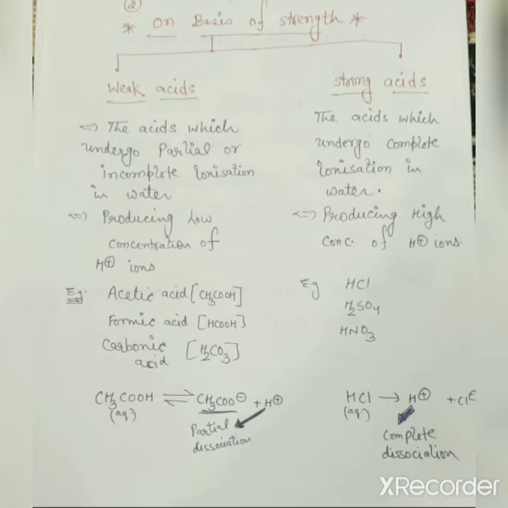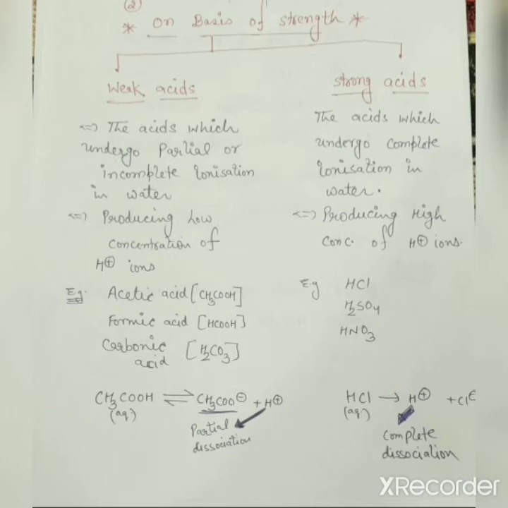You see the example HCl, where AQ means aqueous solution. It means HCl in water. It will dissociate into H plus hydrogen ions plus Cl minus chloride ions. But that dissociation is 100%. In opposite, you see weak acids, the acids which undergo partial or incomplete ionization in water. The splitting of the ions is very weak.